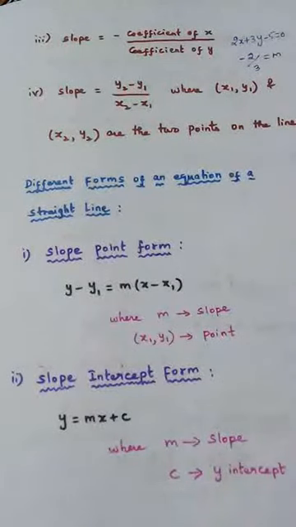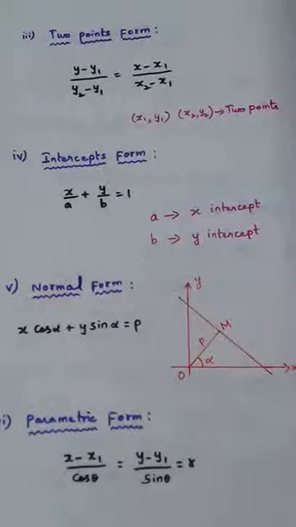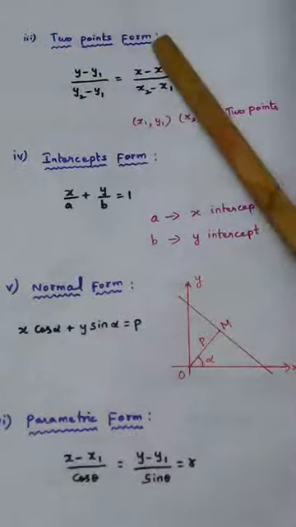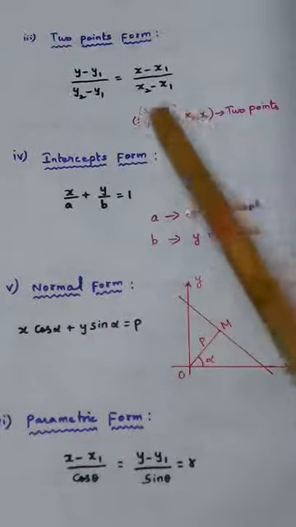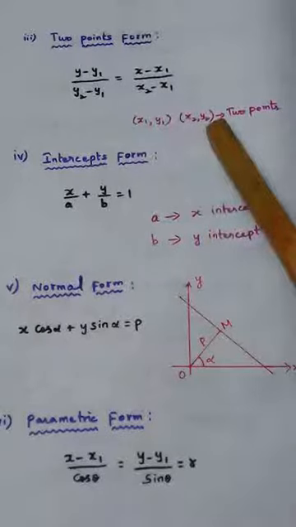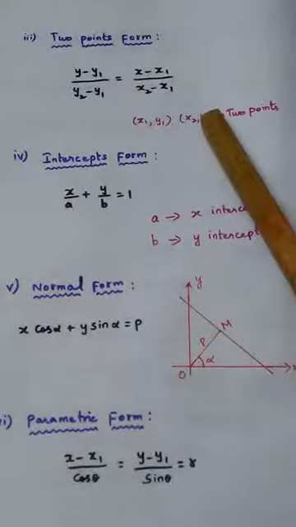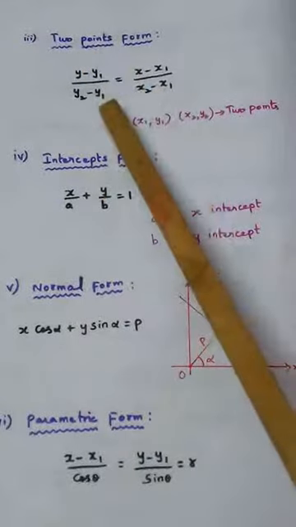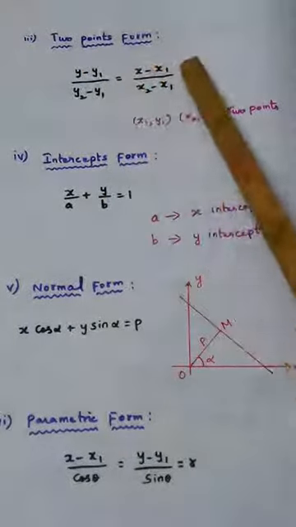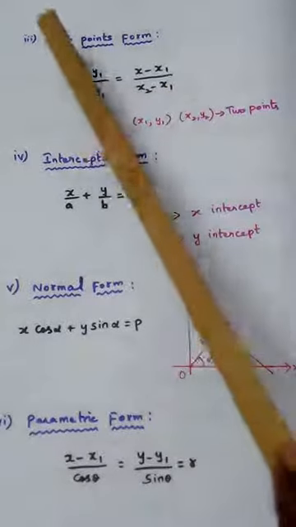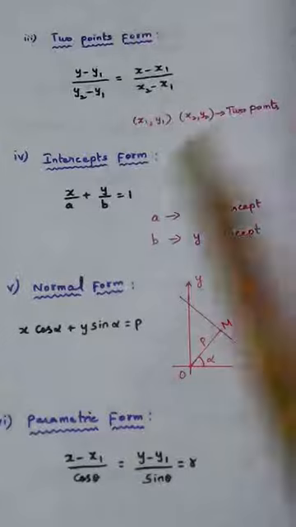We will see the third form of a straight line now. Two points form, it is the heading. What is the meaning? We should know 2 points on the straight line. x1, y1 is one point, x2, y2 is another point. If both the points lie on the straight line, then the equation of straight line is given by y minus y1 by y2 minus y1 equal to x minus x1 by x2 minus x1. Formula for equation of straight line in 2 points form.